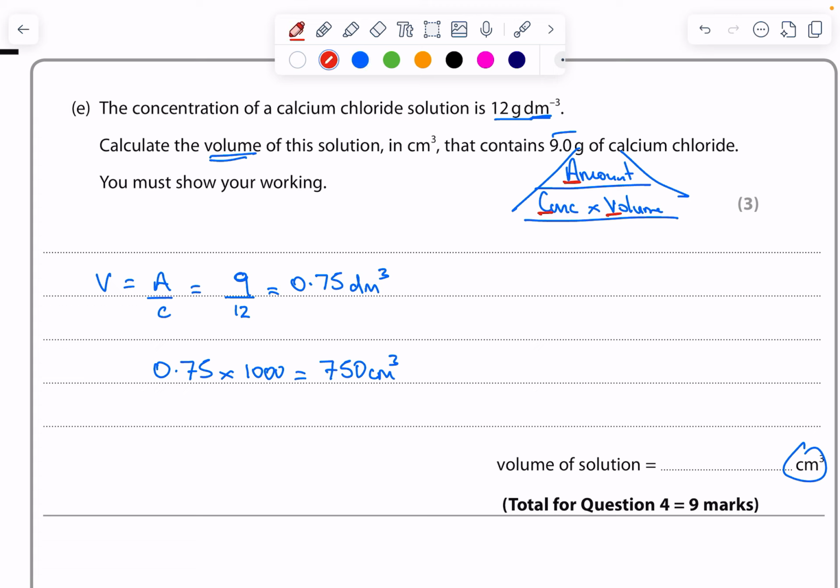Mark-wise, for that one, there are 3 marks in here. So you're definitely going to get a mark for the final answer. You're going to get a mark for doing the 9 divided by 12, and you get another mark for remembering to multiply that by 1,000. So well done.